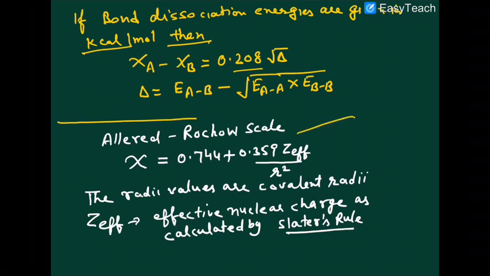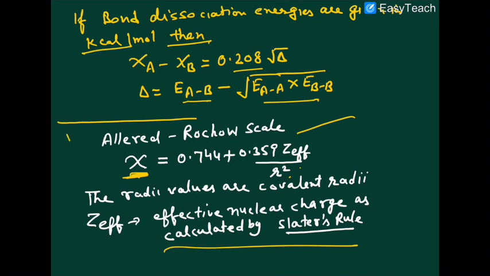And the last one is the Allred-Rochow scale. This you already know, I already explained to you. The Allred-Rochow scale definitely depends upon the Slater rule. So the electronegativity of any element is equal to 0.744 plus 0.359 into Z effective divided by radius square. Here radius is the covalent radius of that particular element. I am repeating once more, that is the covalent radius of that element. Z effective can be calculated from the Slater rule. You put that value there and you will get the electronegativity value.